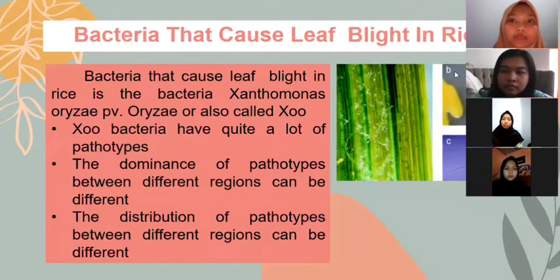Bacteria that cause leaf blight in rice. The bacterium that causes leaf blight in rice is Xanthomonas oryzae pv. oryzae, also called Xoo. Xoo bacteria have quite a lot of pathotypes. The dominance of pathotypes between different regions can be different. The distribution of pathotypes between different regions can be different.